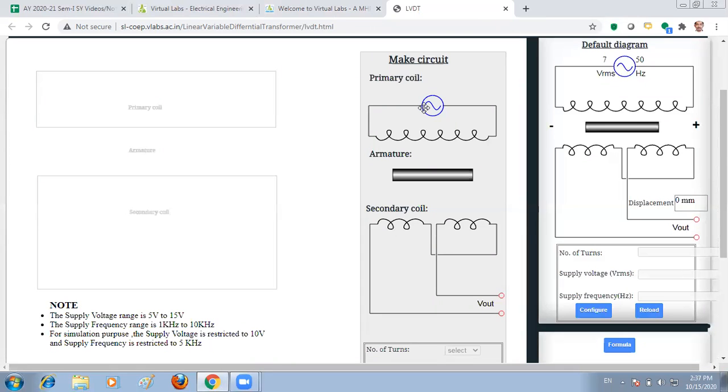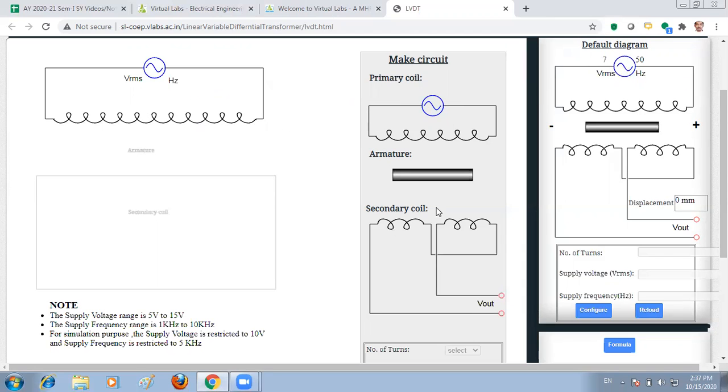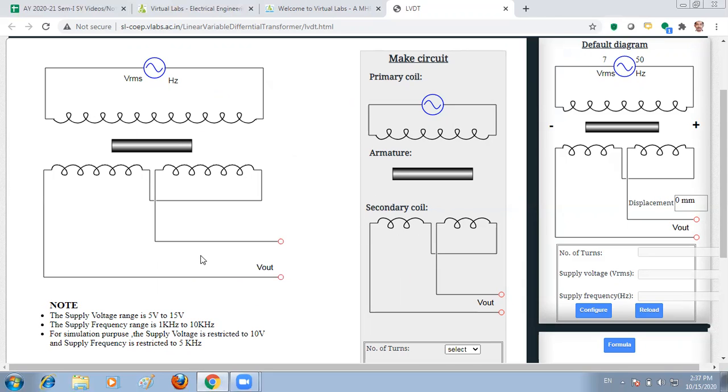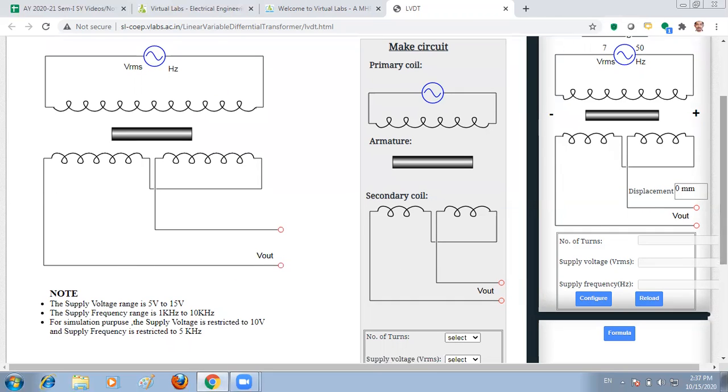By the given procedure, first we have to place the components by dragging these elements. Here the circuit diagram is given. Like this, we have to place the components in this given area. So now the armature and secondary coil. These are the elements required for performing this experiment.